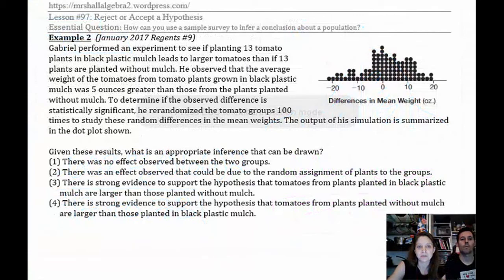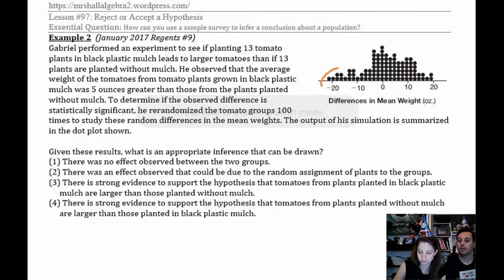Example 2. Gabriel performed an experiment to see if planting 13 tomato plants in black plastic mulch leads to larger tomatoes than if 13 plants are planted without mulch. He observed that the average weight of the tomatoes from tomato plants grown in black plastic mulch was 5 ounces greater than those from the plants planted without mulch. To determine if the observed difference is statistically significant, he re-randomized the tomato groups 100 times to study these random differences in the mean weights. The output of his simulation is summarized in the dot plot shown. Given these results, what is an appropriate inference that can be drawn?